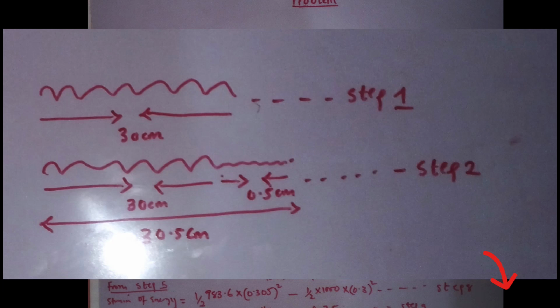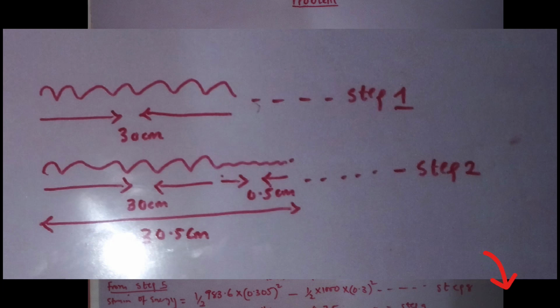Then if you look at step 2, we have 30 centimeter, the original length, then the extension, which is 0.5 centimeter. Then the total length after extension is 30.5 centimeter. So that's for step 2. If you are asked to calculate the extension, it is simply 0.5 centimeter in step 2, because 30.5, the extended length, minus the original length, which is 30 centimeter, gives us 0.5.